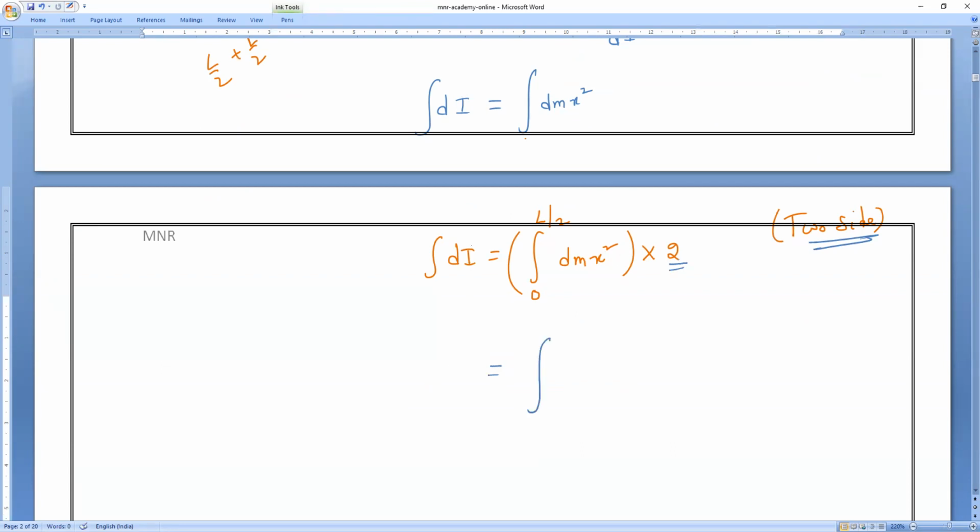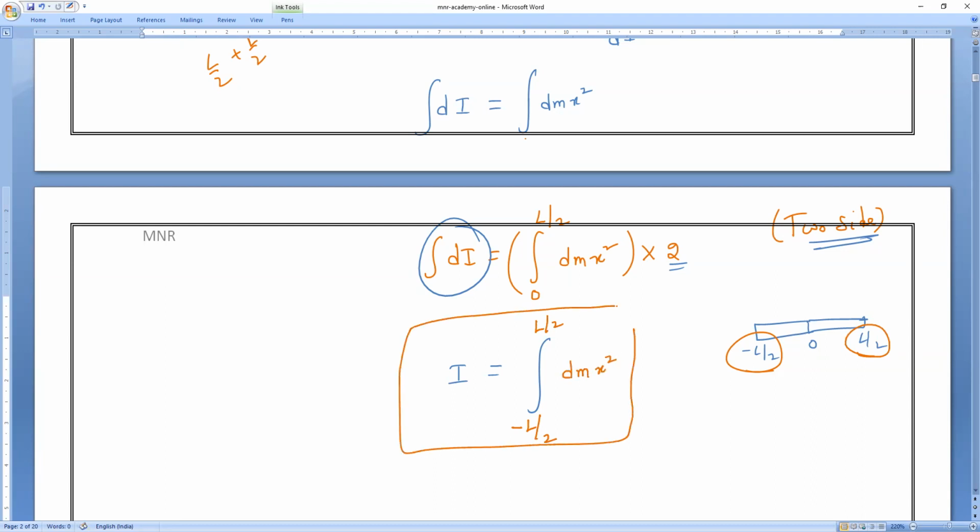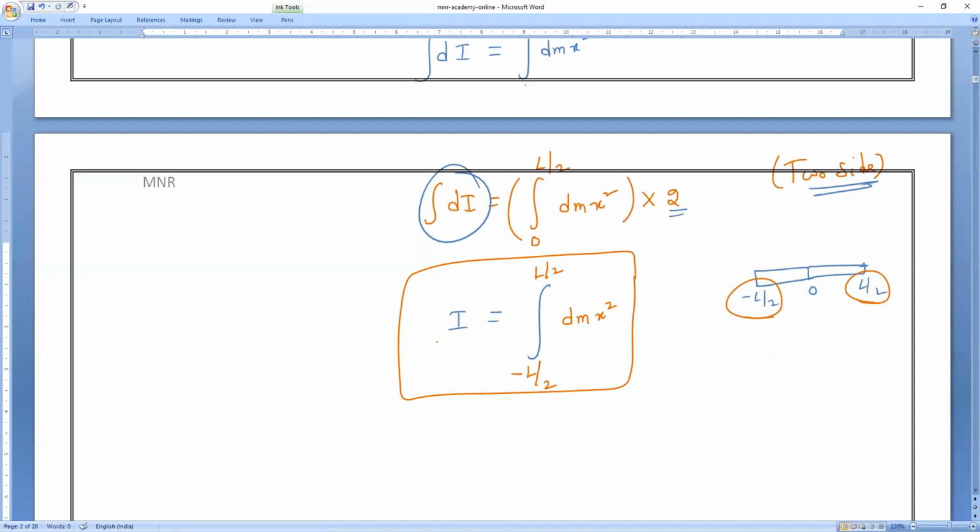Limits, you tell me now. So integration of dI is I. Now the limits will change from where to where? If it is only half the rod, it varies from 0 to L by 2. If it is now both sides, then the limits will vary from where to where, guys? Please respond. Minus L by 2 to L by 2. So the limits are from minus L by 2 to L by 2 of dm into x square. So this is the total moment of inertia. Do you understand, all of you? The total moment of inertia of a rod is the integration with limits minus L by 2 to L by 2 of dm into x square.